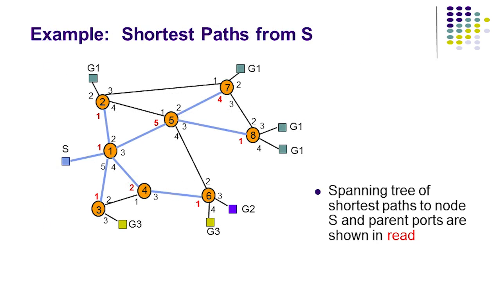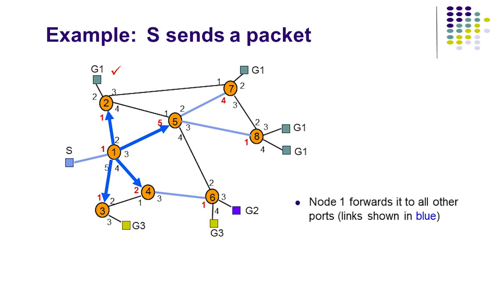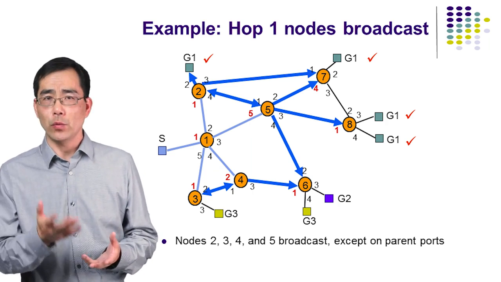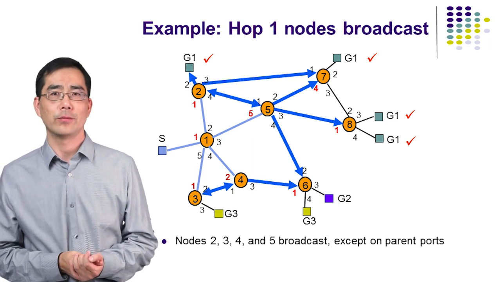Let's see an example. The port over which the router expects to receive multicast packets from a given source is referred to as the parent port. The figure shows the spanning tree of shortest paths to node S, and the parent ports are shown in color red. First, router 1 received a packet on port 1 from source S. Because the packet comes from the parent port, the router copies the packet to all other ports. Assume these packets reach routers 2, 3, 4, and 5.